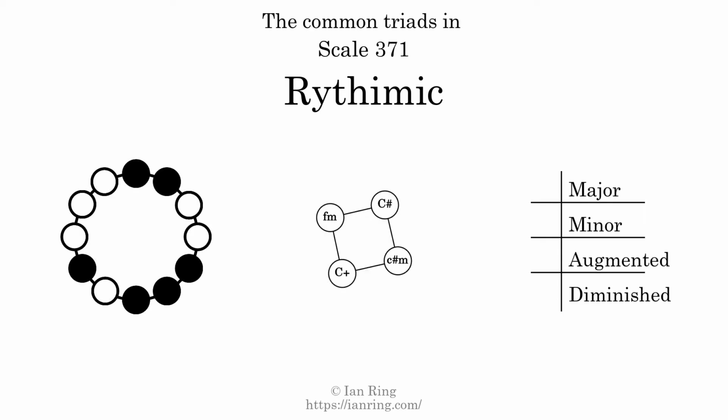The diagram in the center is a graph of parsimonious voice leading between triads. There is one major triad. There are 2 minor triads. There is one augmented triad. There are no diminished triads. Here is a Hamiltonian path of parsimonious voice leading that uses all the triads.